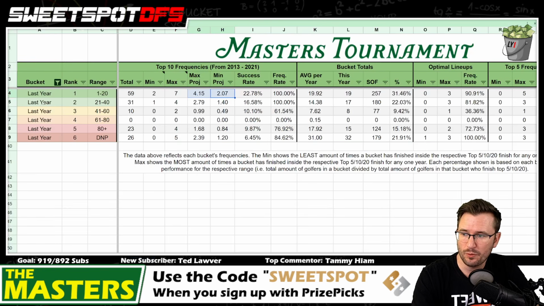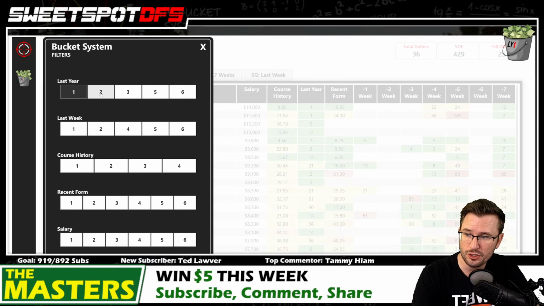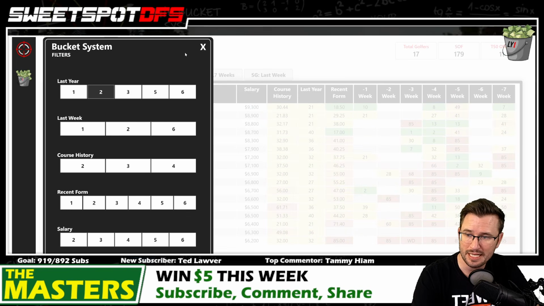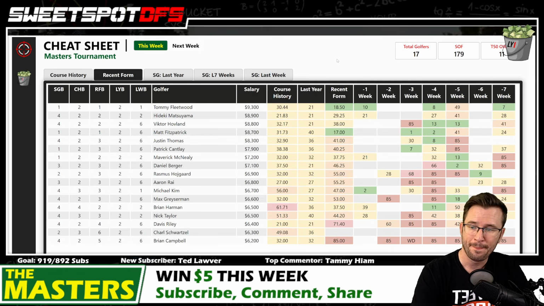Moving on to the next bucket, which is last year 2s. These are golfers who finished somewhere between that 20 to 40 range. Looks like we've got 17 golfers in there. Again, I'll go to the cheat sheet, put in last year 2s, and I will deselect last year 1s. So therefore, we're only looking at the golfers that we want to.